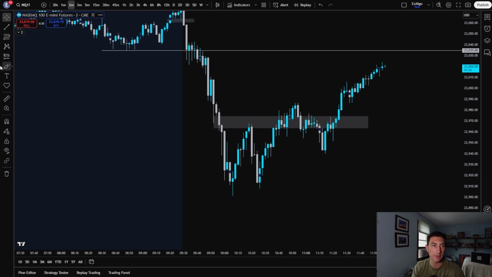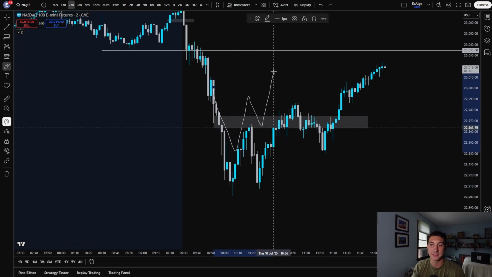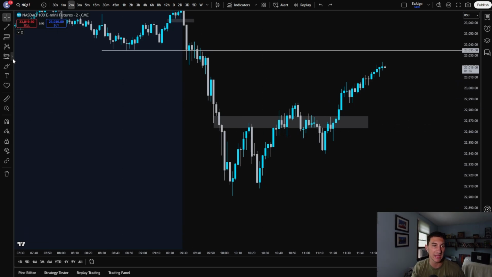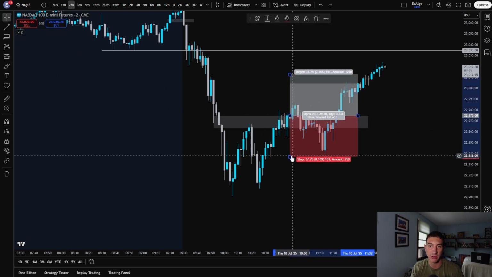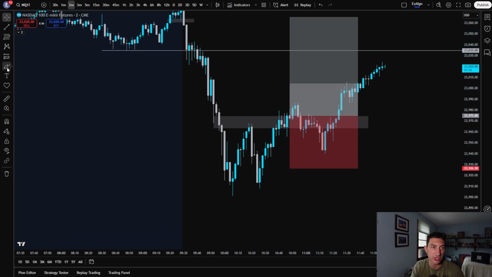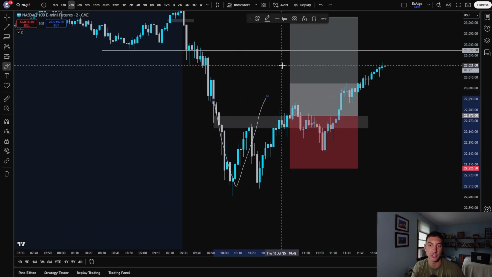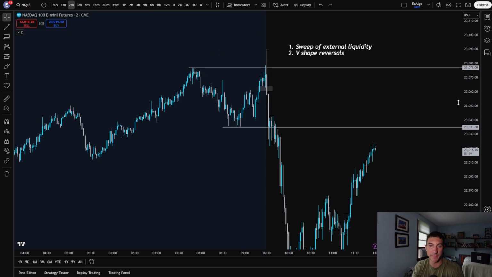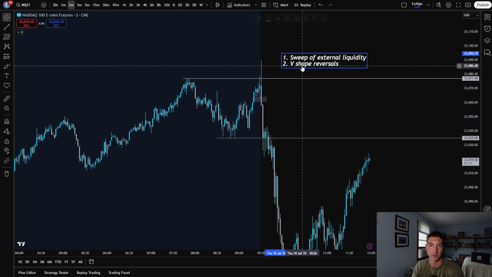Ideally, you want to see a quick move below that fair value gap and then an instant reclaim. So this move, for example, would not be a valid entry, meaning if you're entering here on the 3-minute, even though this trade may work out, this is not a high probability trade. We did not see that V-shaped reversal down and then back to the upside. I hope that makes sense as to what is a V-shaped reversal and what's not.